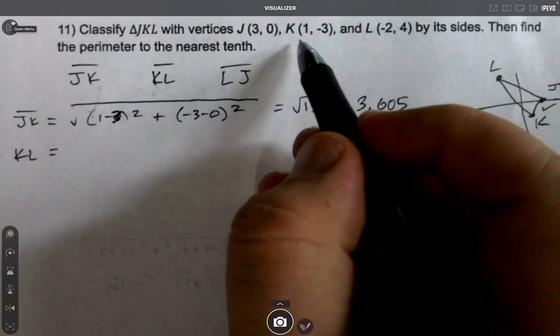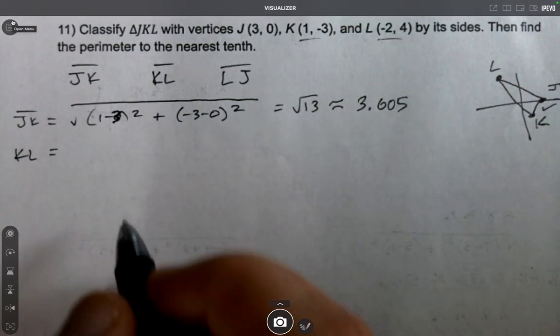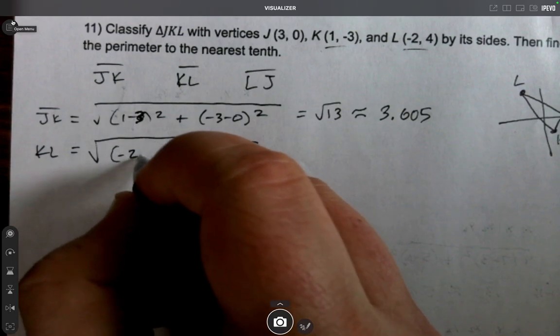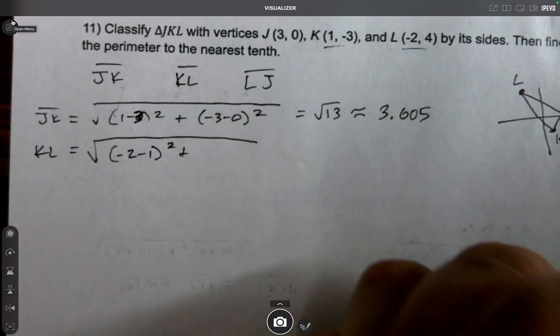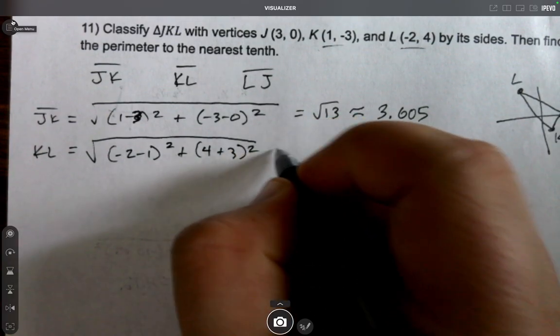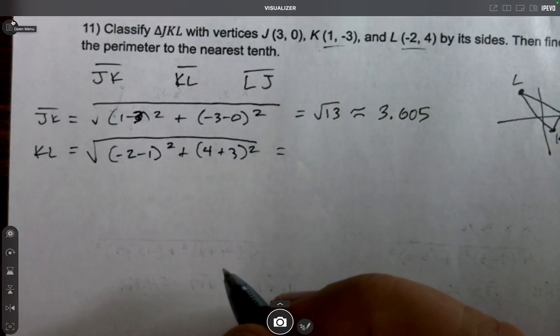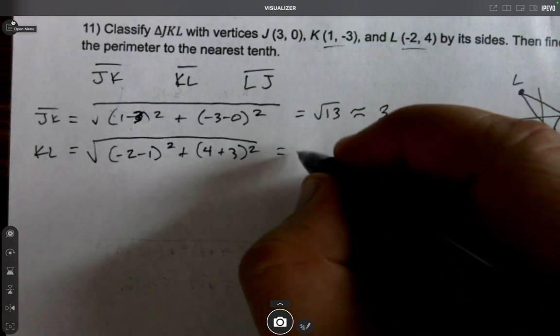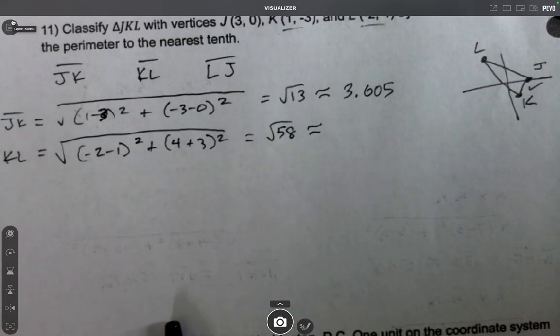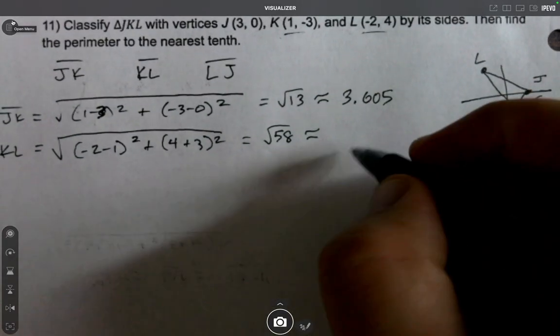So KL means we use these two points. So I do the square root of (-2 minus 1) squared plus (4 minus -3), or 4 plus 3, squared. And when you simplify that, it becomes the square root of 58. And the square root of 58 is approximately 7.615.